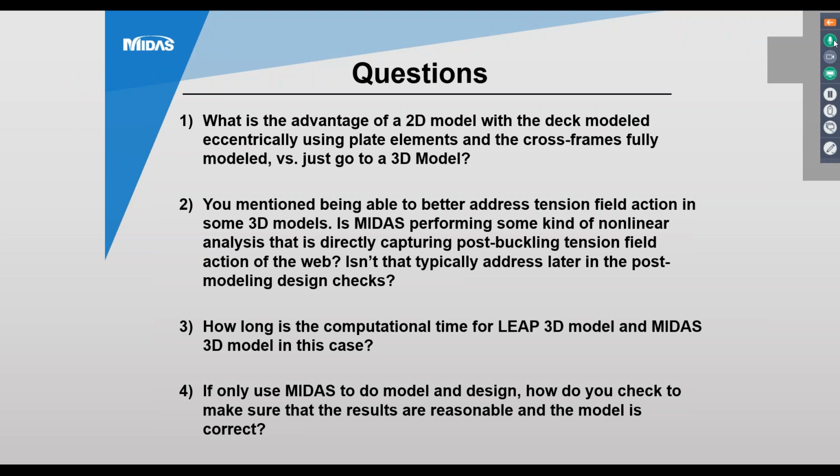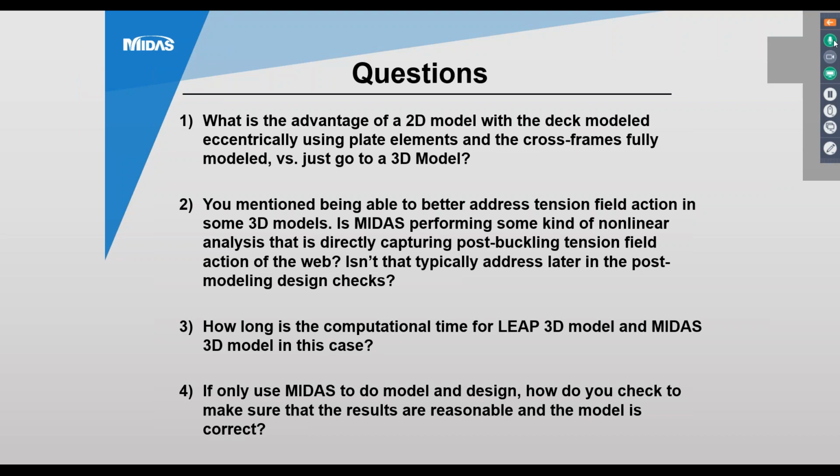The 3D model also takes a lot longer to run. So in terms of run times, moving from the all frame to the all plate, as you add more plates in there, either the deck or the web, you're increasing your run times. So I would say run times and then the explicit code checks are probably the two biggest things there.